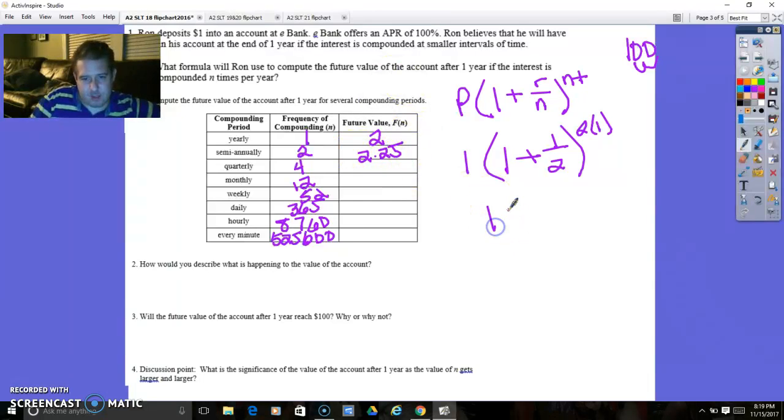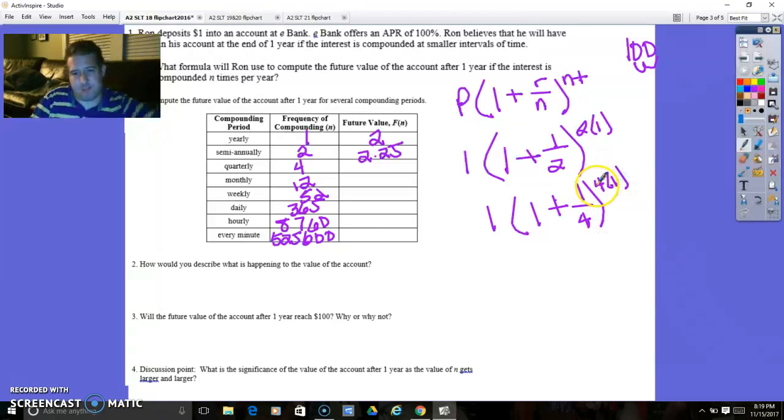Now I'm going to do this again. So that's the initial amount of money I have times 1 plus the rate divided by 4, to the 4 times 1 power, because it's 4 times a year. That's n times 1 year. So 1 plus a fourth would be 1.25 to the power of 4 equals, and times 1 is going to be about $2.44.